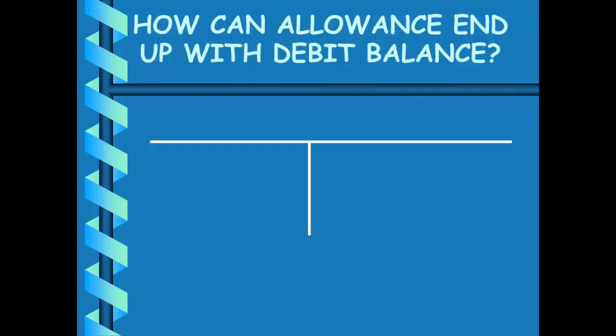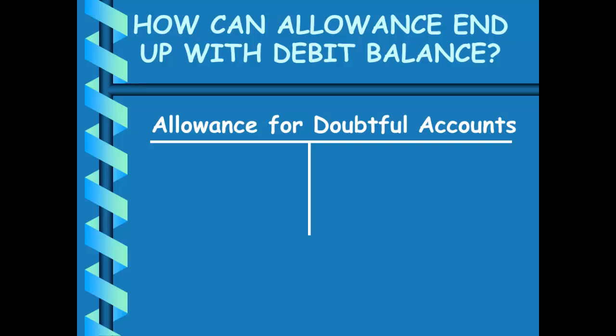Now, we said previously that the allowance for doubtful accounts is a contra asset. And the balance in a contra asset should be what? Debit or credit? It should be a credit. But then I said sometimes temporarily we might end up with a debit balance in that account. I said we'll talk later on about how that could happen. Well, let's talk about that now.